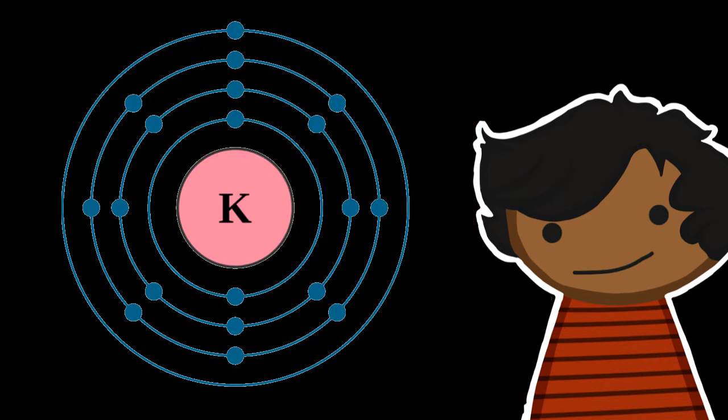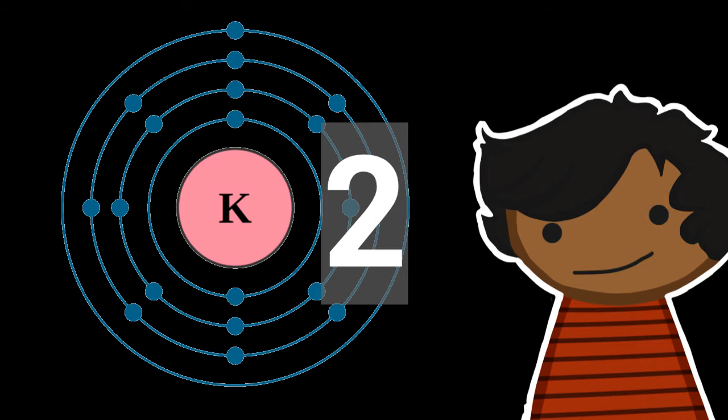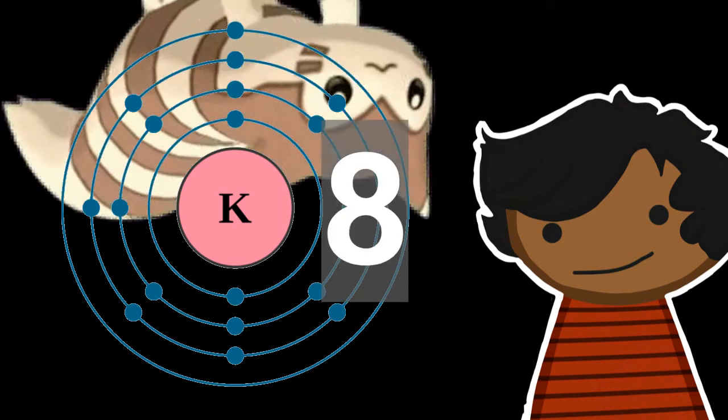The first shell can hold 2 electrons, the second shell can hold 8 electrons, and the third shell can hold 8 electrons, and so on. That was a fun science video.